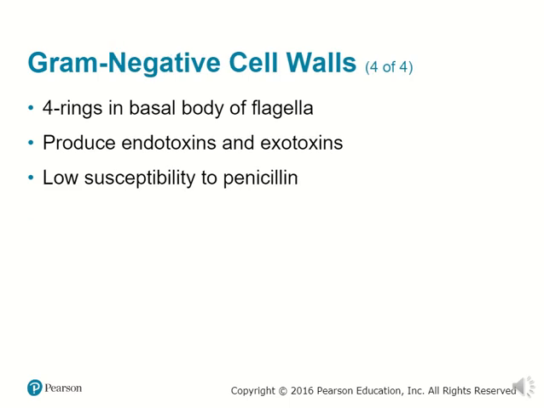In the case of gram-negative cell walls, there are four rings in the basal body of the flagella. They produce endotoxins as well as exotoxins, and they have a low susceptibility to penicillin.